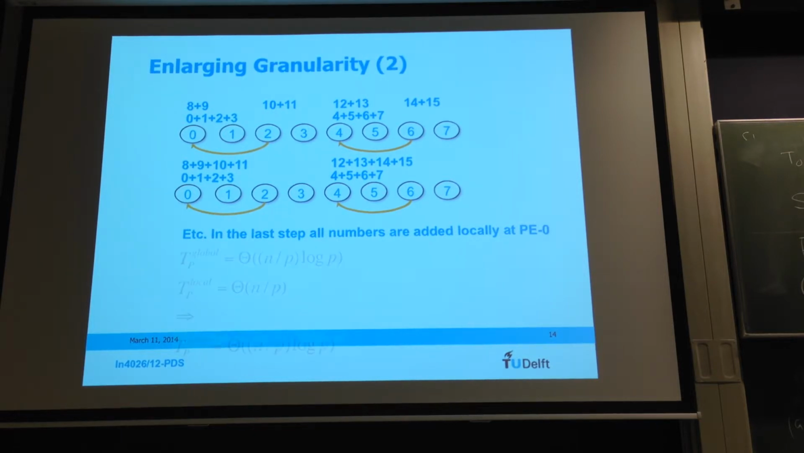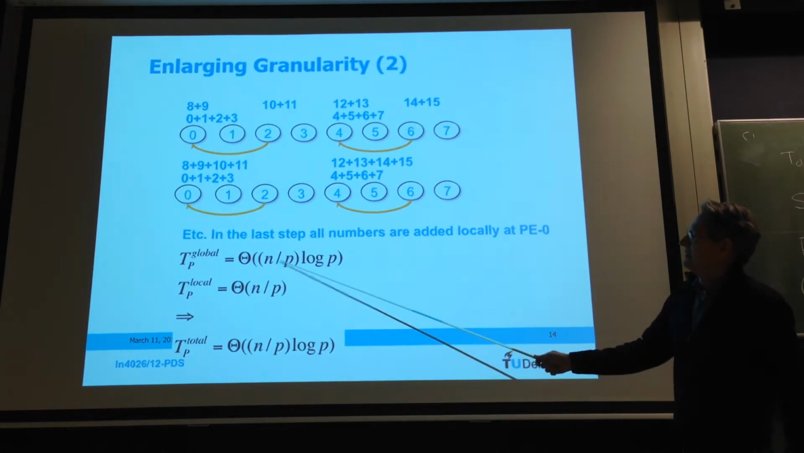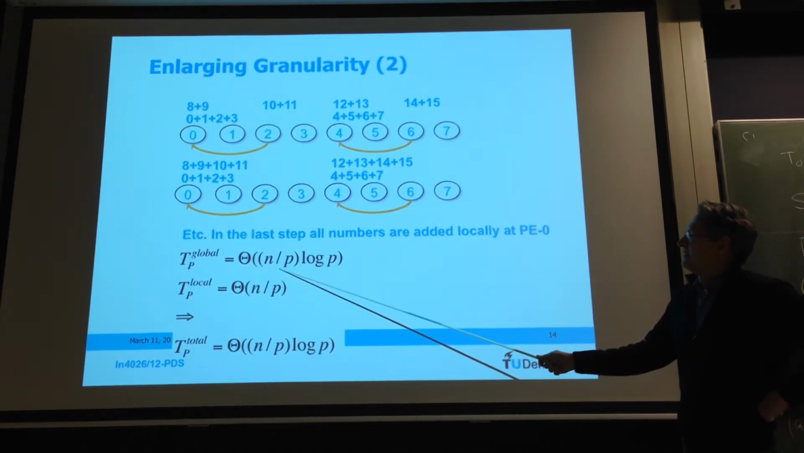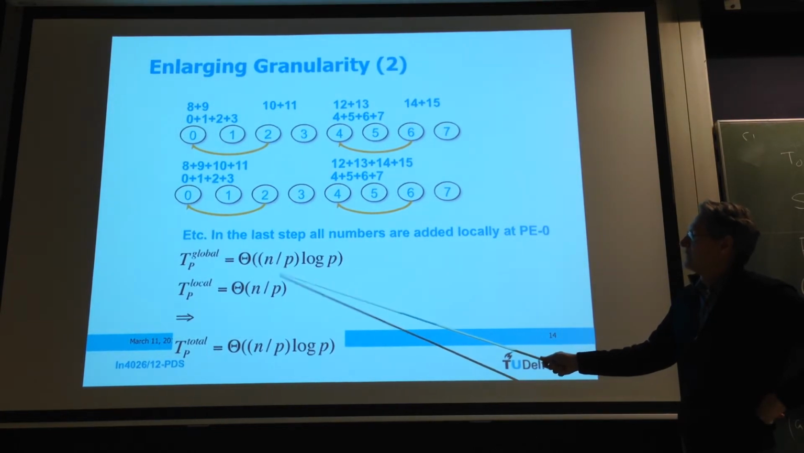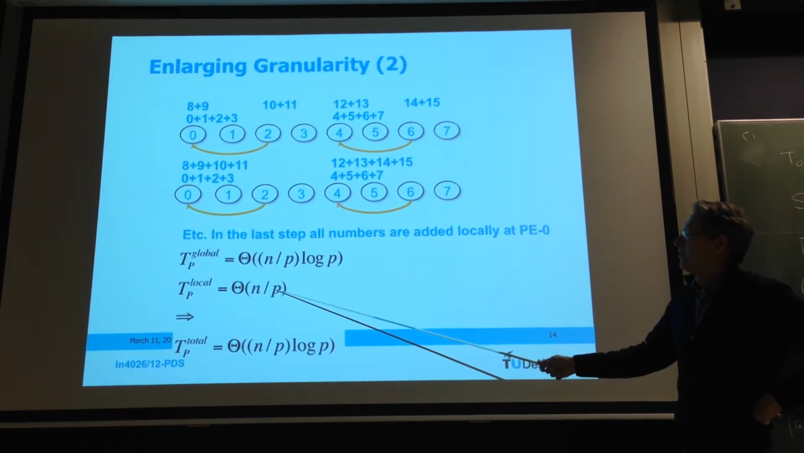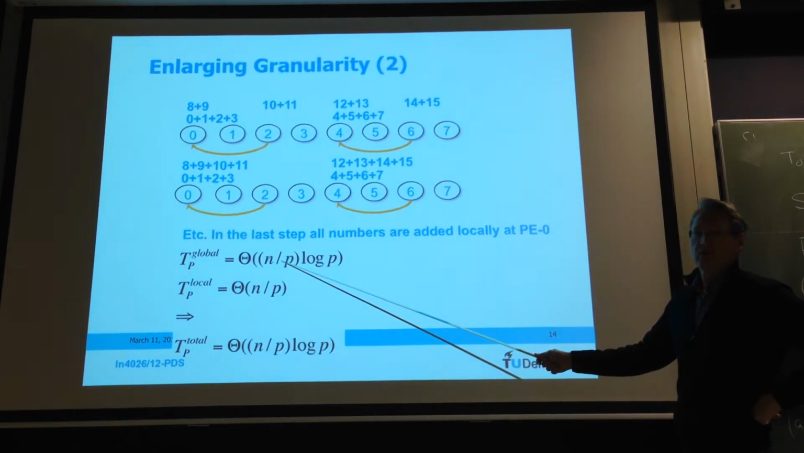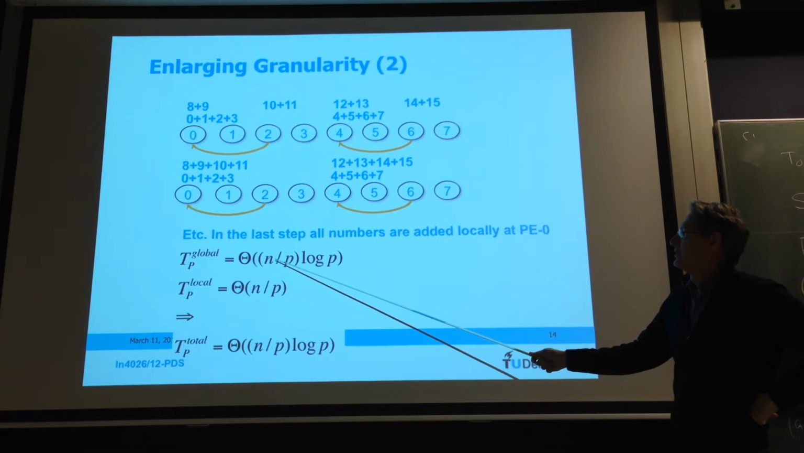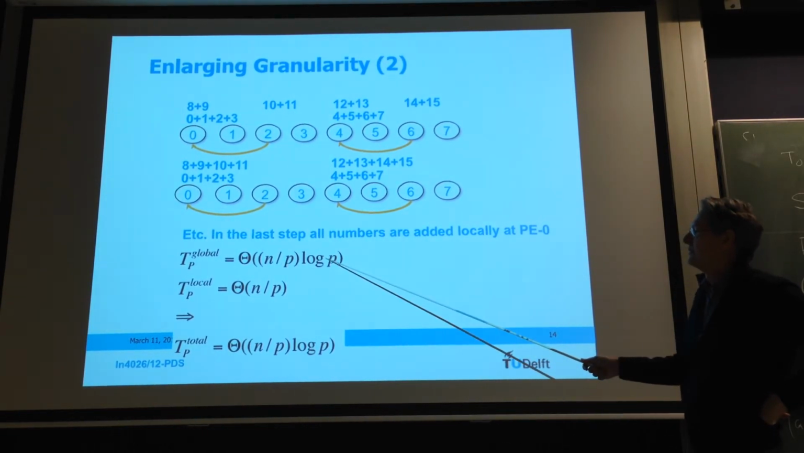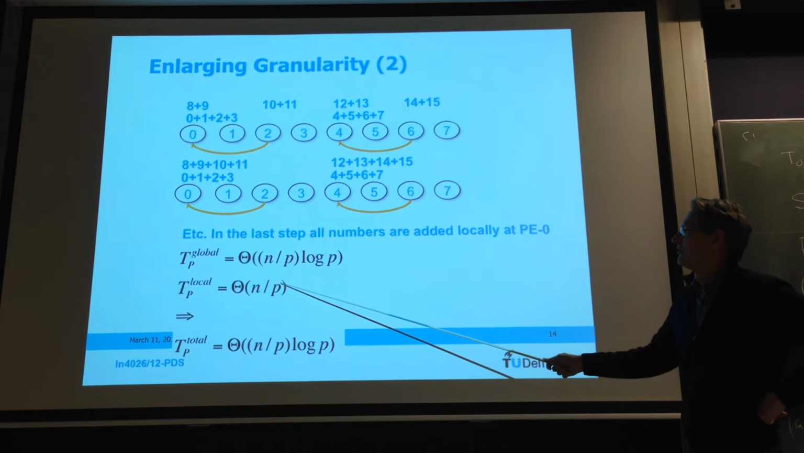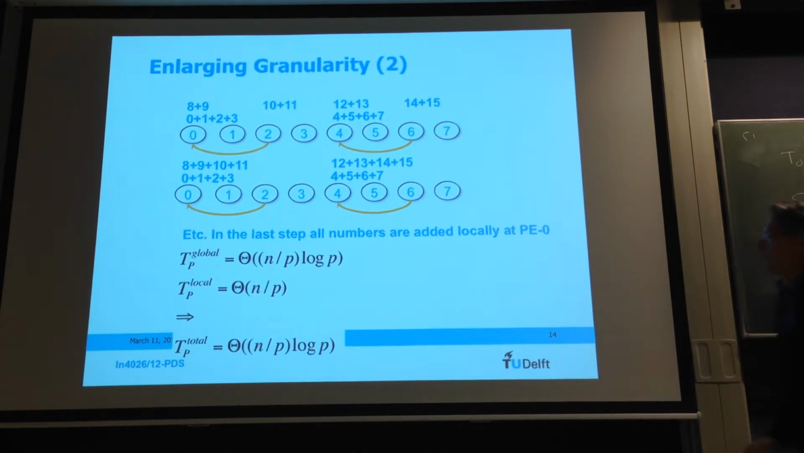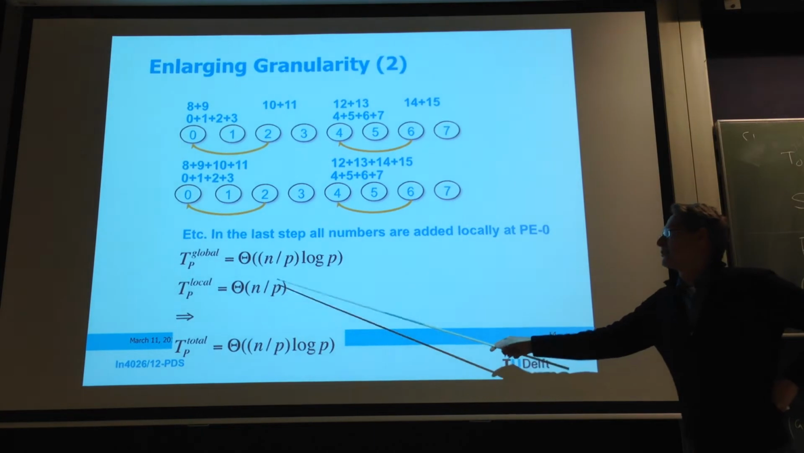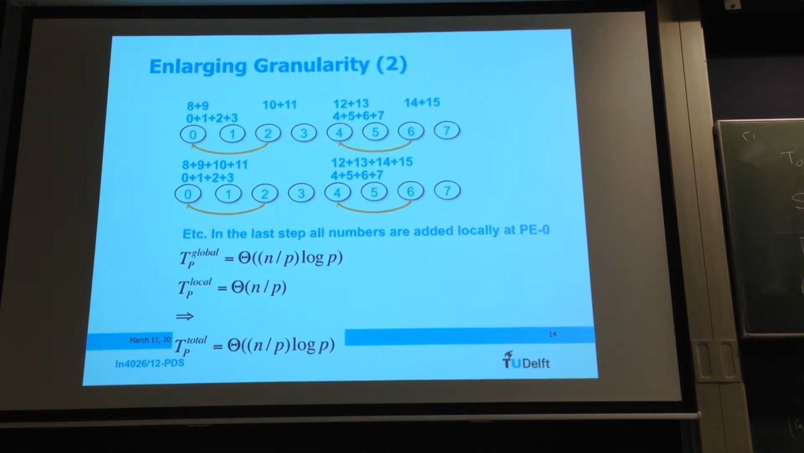Now, if we calculate the complexity here, we see that the total calculation time is now equal to the local calculation time and the global calculation time. And the global is reduced to n over p log p, and this is also n over p. So the total parallel execution time, this term is larger than this one, is in the order of n over p log p. Right?